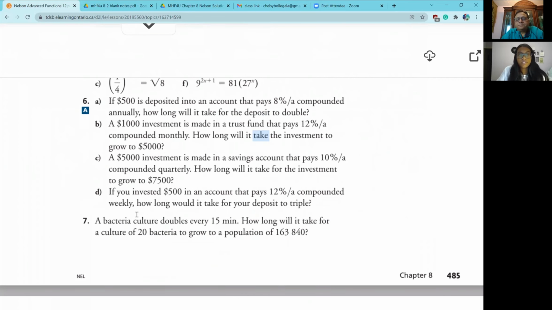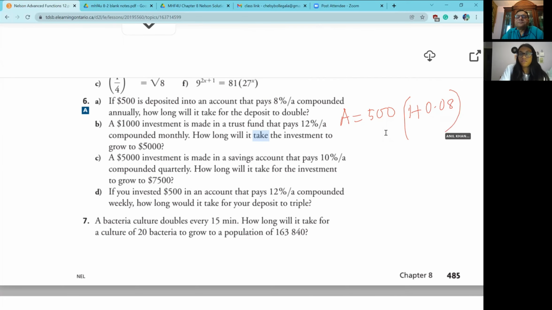Number 6a. If $500 is deposited into an account that pays 8% per annum compounded annually, how long will it take for the deposit to double? So if $500 is deposited, we want the final amount. We know the principal amount is 500, correct? It is deposited into an account that pays 8%, so it increases by 8%. So 1 plus 0.08. 8% is 8 over 100.